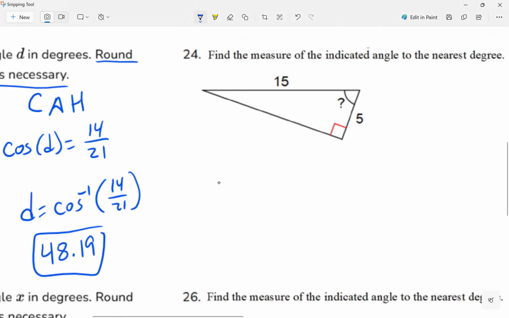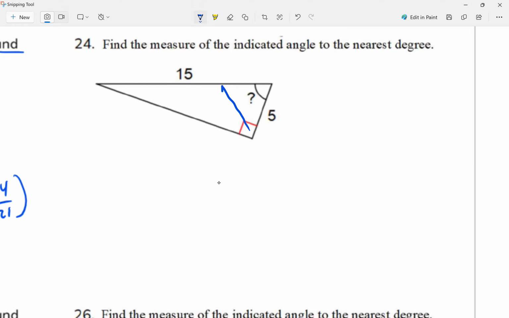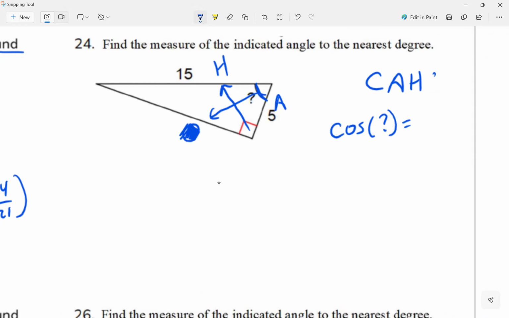Let's take a look at number 24. From the 90 degrees, the opposite of the 90 degrees is the hypotenuse. From this corner given here, farthest away is the opposite. So it means that 5 is the adjacent. I have no information about the opposite, so I will be using adjacent and hypotenuse. I know from an acronym that's CAH, that means cosine. So cosine of that measurement is equal to 5 over 15.